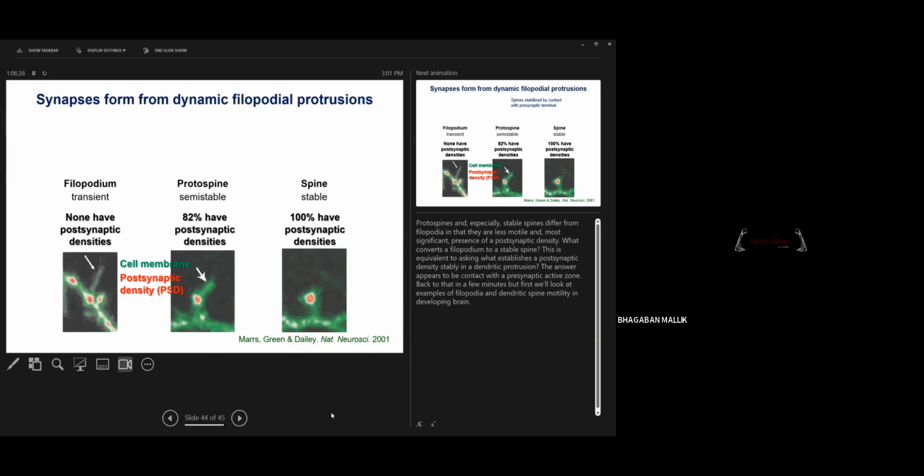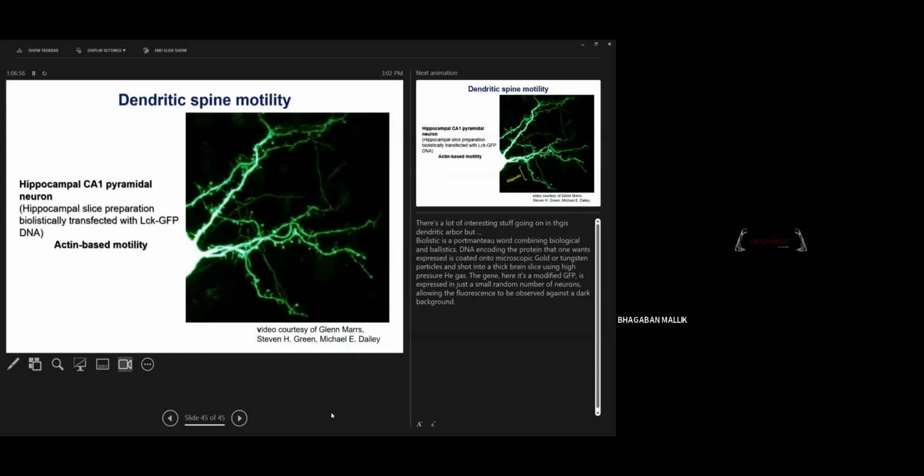So when you have formation of a dendritic spine, first it extends its process and forms filopodia. Now it forms the protospine, which has postsynaptic receptor. Now the protospine becomes stable to form the stable spine, and the stable spine contains the postsynaptic receptor and the presynaptic compartment. That's how the dendritic spine is generated from the dendrites.